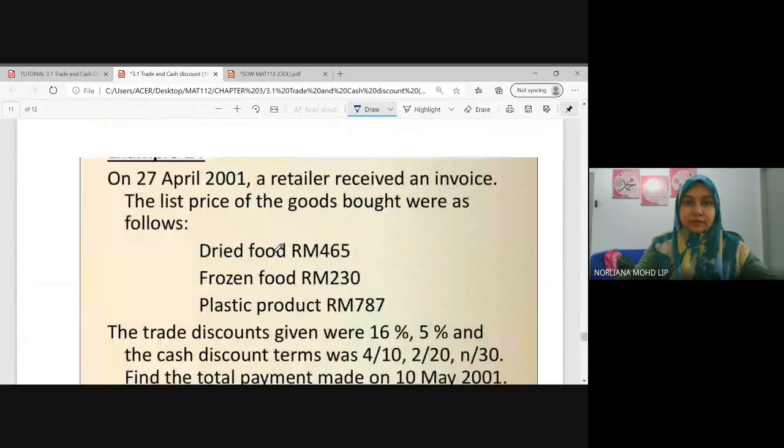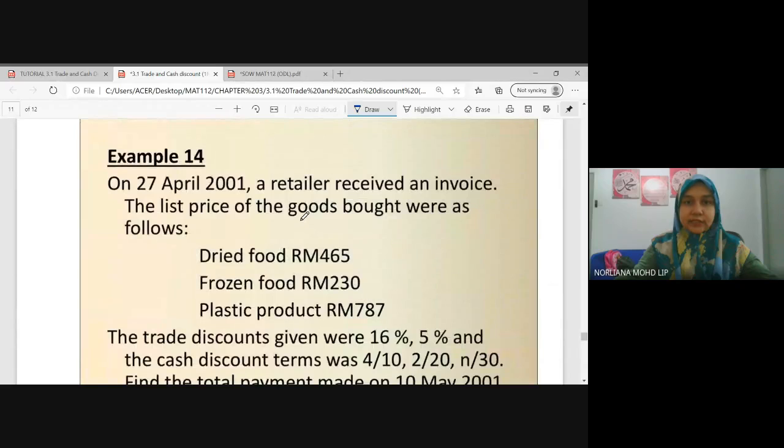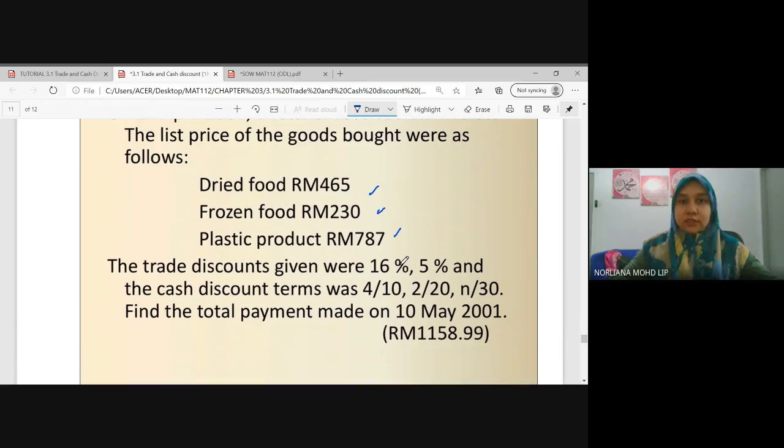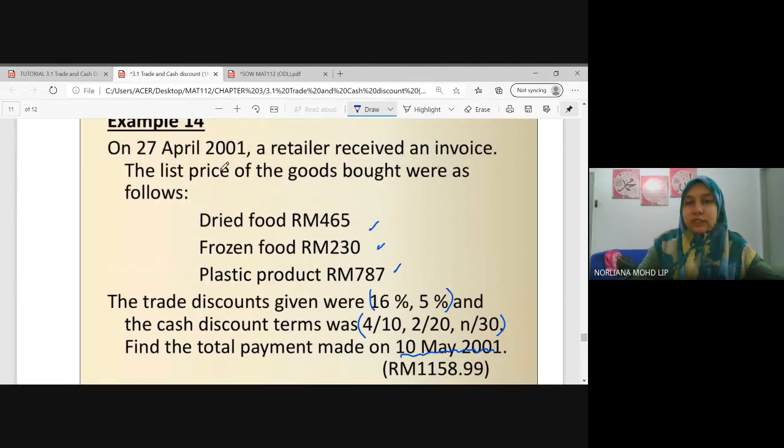Ni. Two example. Okay, tengok yang ni. Second last. Okay, example 14. On 27 April, they receive an invoice. Okay, the list price is given as follow. Okay, the trade discount given 6%, 5% and 6%, 5%. And the cash discount too, okay ni. Find the total payment made on 10 May. Okay, so tadi kita tahu dia punya the starting date, the date of invoice 27 April.